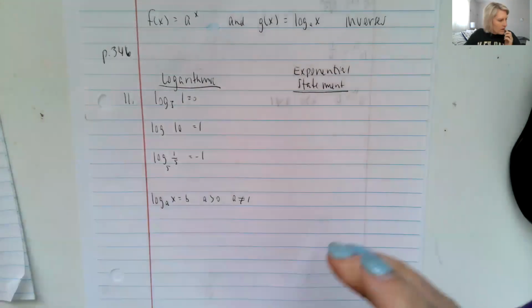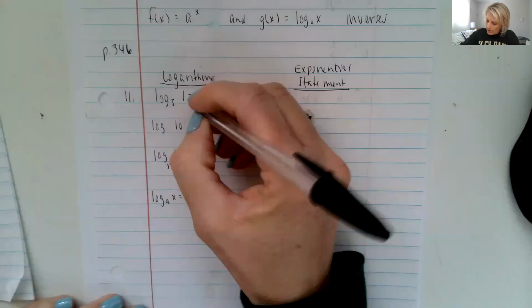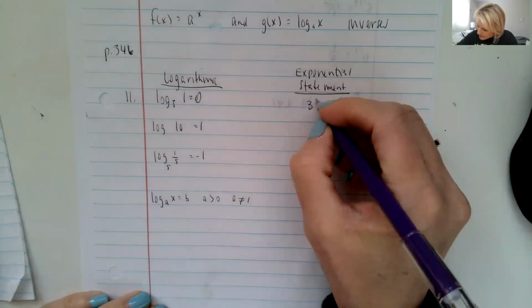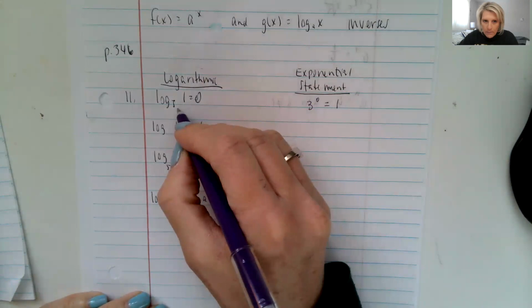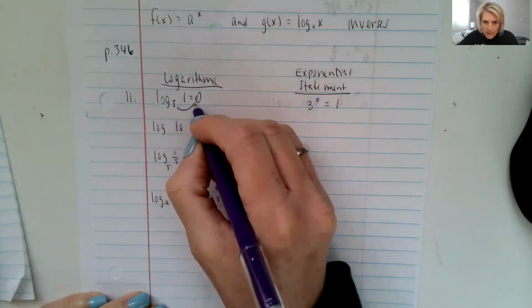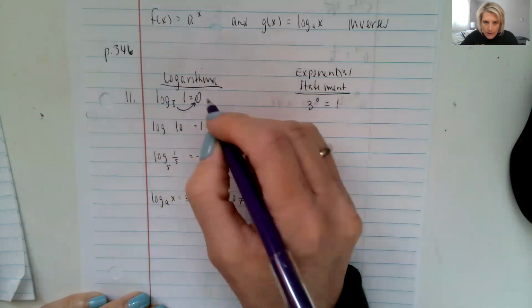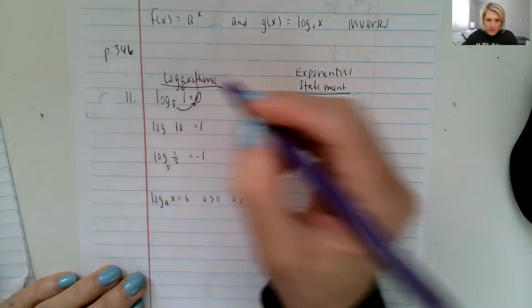So this says log base 3 of 1 equals 0. And so this is written as 3 to the 0 equals 1. So I think of it as my base on my log becomes the base in the exponent and bumps this 0 to the exponent equal to 1. So it kind of makes like a little circle.